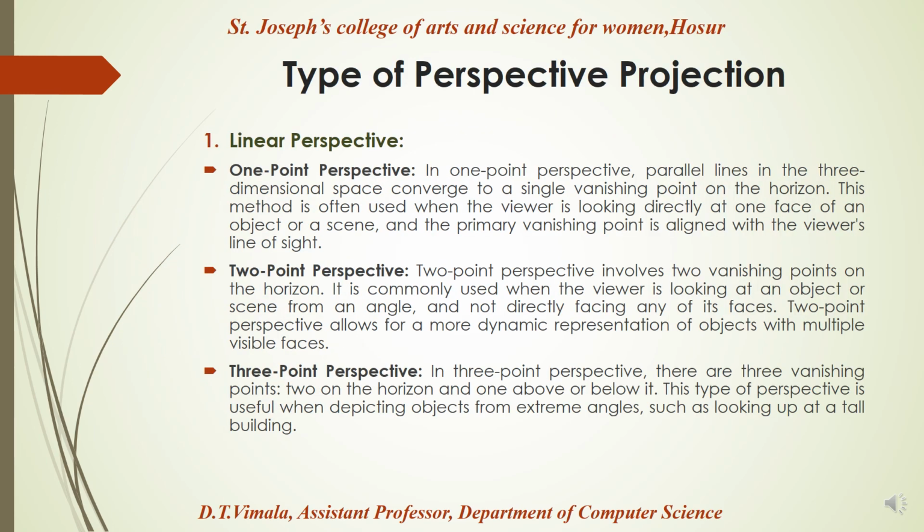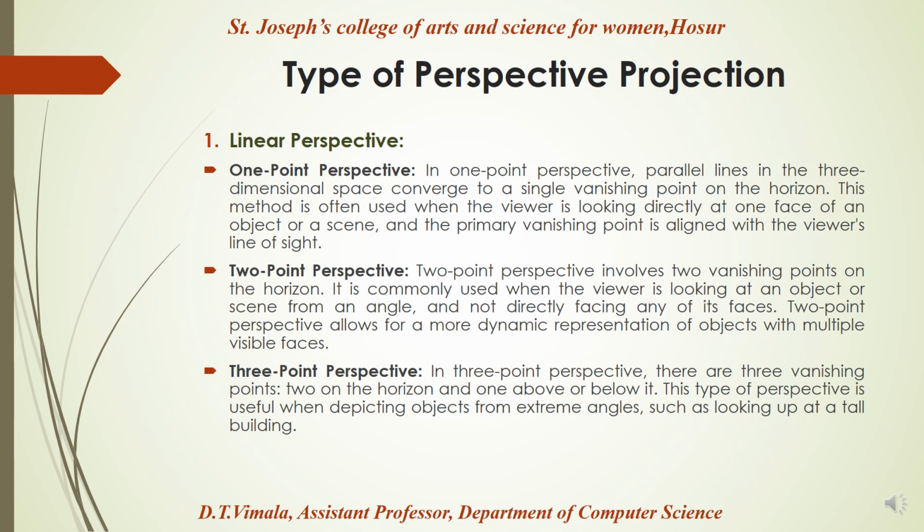Linear perspective, one-point perspective. In one-point perspective, parallel lines in the three-dimensional space converge to a single vanishing point on the horizon. This method is often used when the viewer is looking directly at one face of an object or scene, and the primary vanishing point is aligned within the viewer's line of sight.